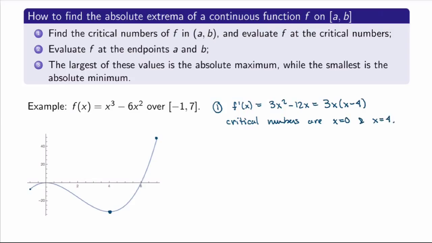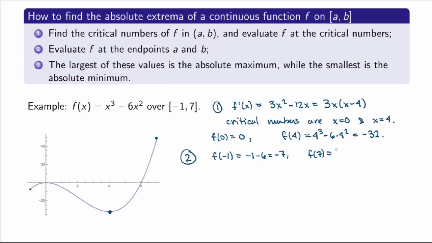Now I need to evaluate the function at these critical numbers. So f of 0 gives me 0. f of 4 will give me 4 cubed minus 6 times 4 squared, which should be minus 32. All right, second step is to evaluate the function at the endpoints. So first, at minus 1, the value of the function is minus 1 minus 6, which is minus 7. And at x equals 7, the function takes value x cubed minus 6 times x squared, which is 49.